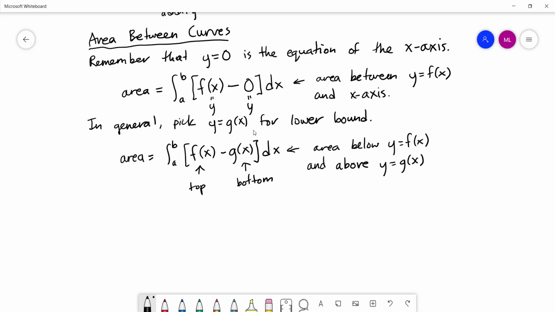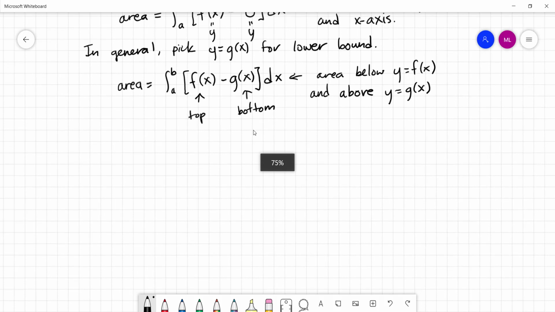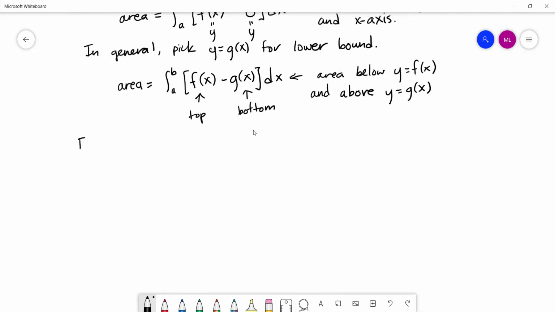Now we're ready to do some examples. And as we do this example, keep in mind what we've just found here. If I were to draw the shape, we'll do one in a minute, this f of x minus g of x still represents a height, and this dx is still going to represent a width. We're now just measuring the height between the top of our shaded region and the bottom of our shaded region. It's the top minus the bottom, so to speak. So let's get back to this example.